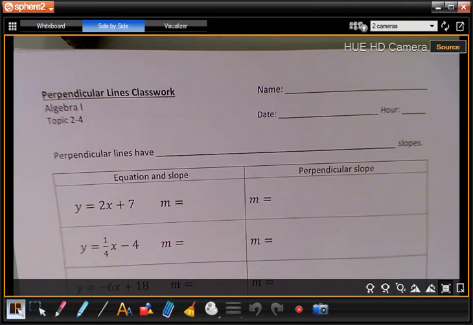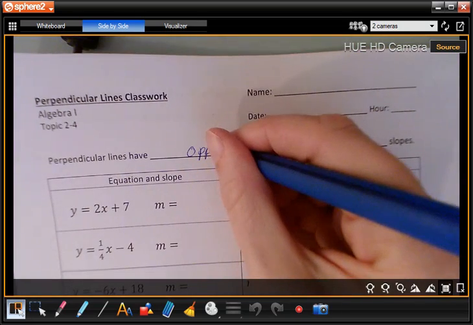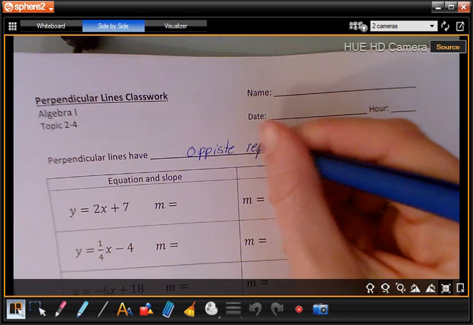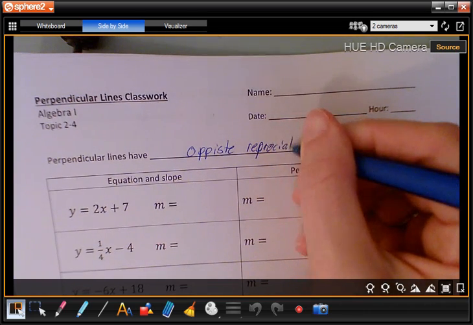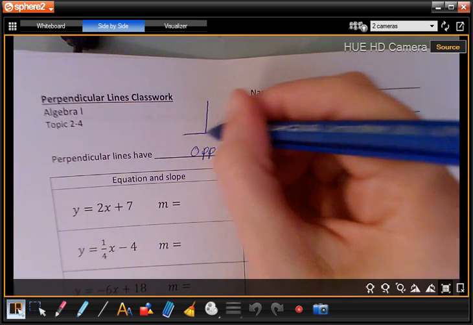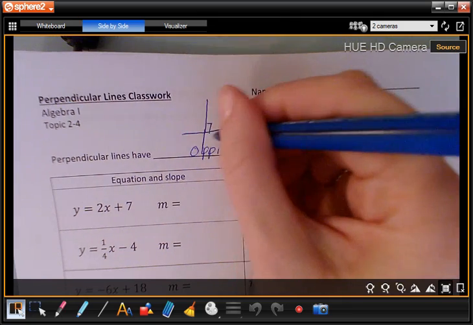Perpendicular lines. Perpendicular lines have opposite reciprocal slopes. Okay, opposite reciprocal slopes. Perpendicular lines meet at 90-degree angles, just like this. Two lines meeting at 90 degrees.